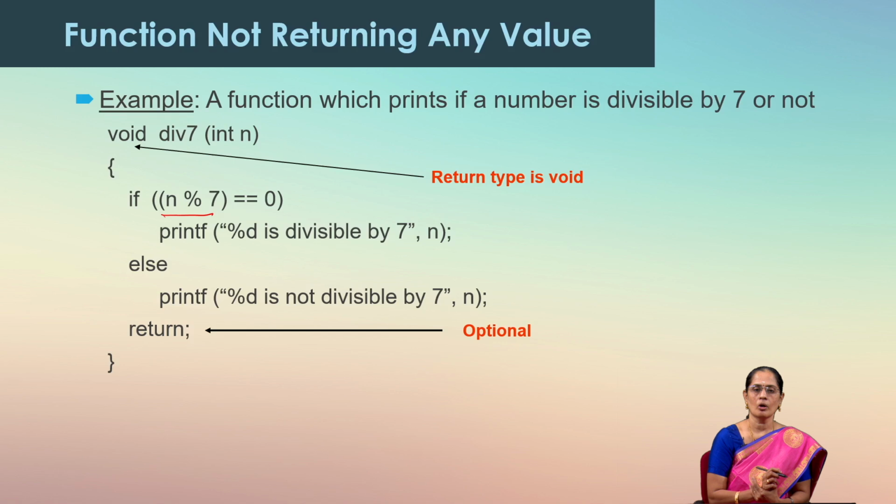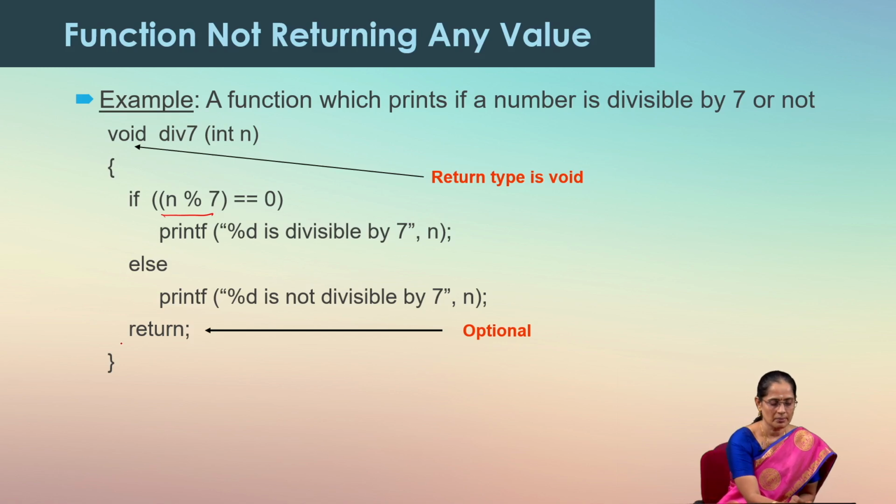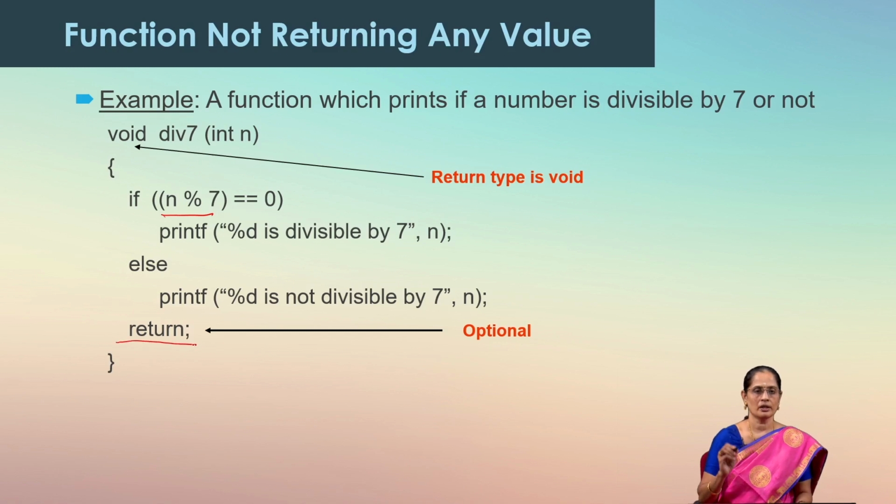So, return is optional here, but it is a best practice to use the return statement always, even if there is no need to pass any value. However, the return data type should be mentioned as void. So, these two things a programmer should remember: a function should always return a value. If it does not return a value, at least it should have a return statement with a semicolon, and correspondingly the return type should be mentioned as void.